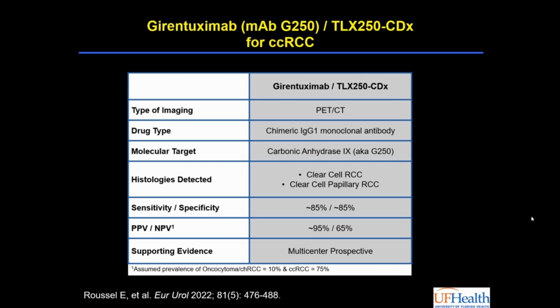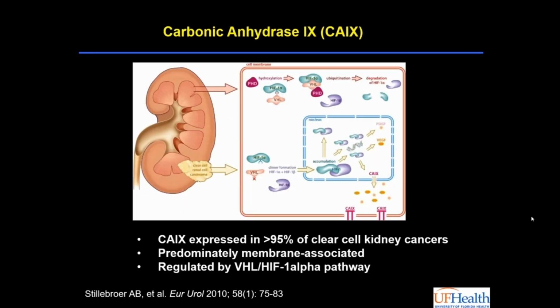Now, another type of molecular imaging is girentuximab, a chimeric IgG1 monoclonal antibody directed against a target called carbonic anhydrase 9, or CA9. It used to be called G250. And this is a membrane-based target that is very highly expressed in over 95% of clear cell kidney cancers.